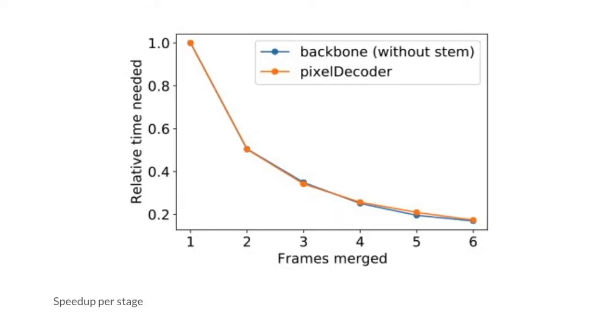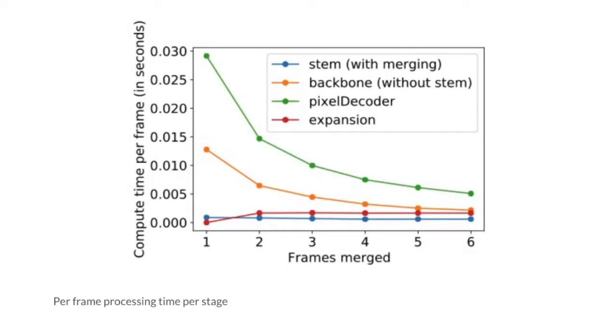All in all, as you can see here, we get close to perfect speedup for the backbone and the pixel decoder. If we merge two frames, we only have to run the backbone and the pixel decoder 1/2 of the time, and if we merge 5 frames, the total compute time for the backbone and the pixel decoder is only 1/5 of the time. But of course, we also added the merging step and the video expansion, which we also have a look at. But as you can see here, the overhead we added for the expansion and the merging step are only minor, and the overall speedup that we gain through the pixel decoder and the backbone is so enormous that the newly introduced overhead is only minor in comparison.